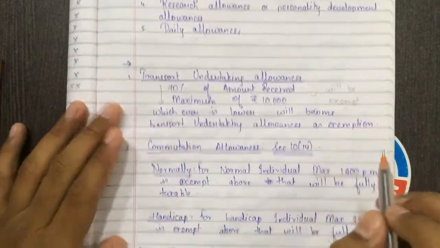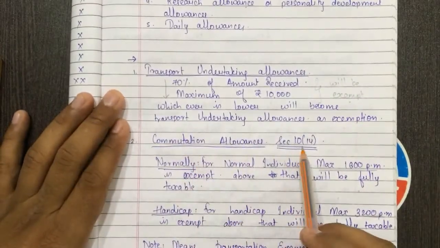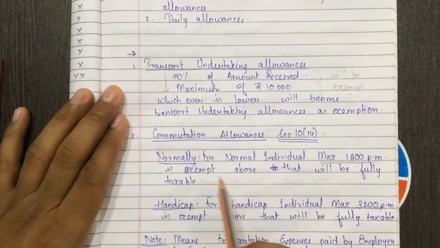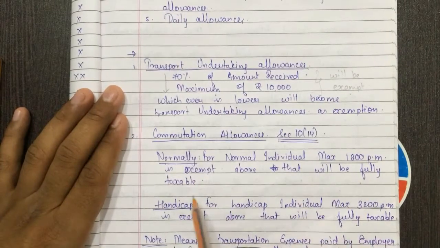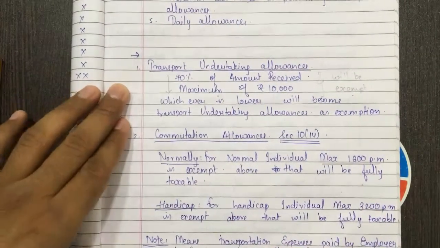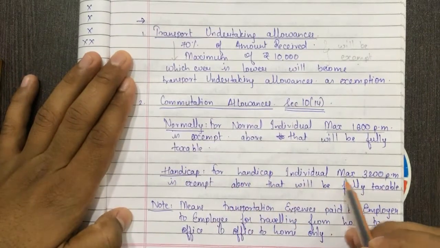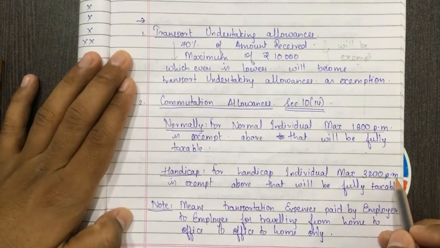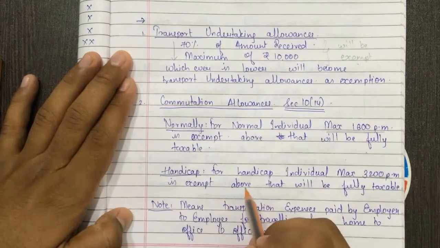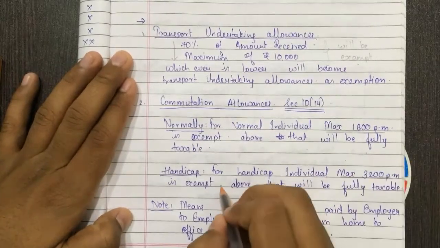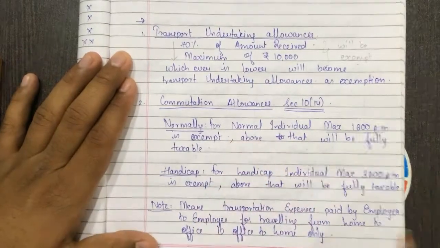Many times students get confused. Commutation allowances, section 10 subsection 14. Normally for a normal individual, maximum 1600 per month is exempt. Above that will be fully taxable; more than 1600 will be taxable. For a handicapped individual, maximum 3200 per month is exempt. Above 3200 will be fully taxable.